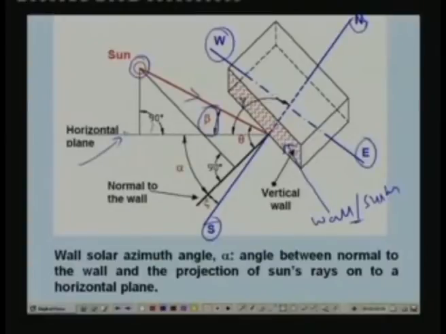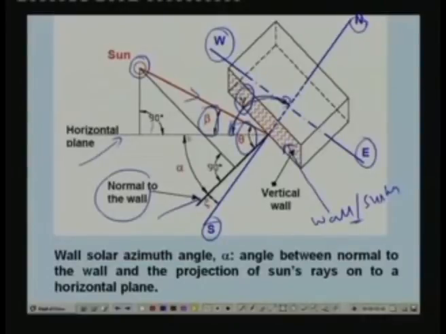Okay, so we have already defined that angle beta, and we also have defined the incident angle. Incident angle is nothing but the angle between the normal to the surface, this is your normal to the surface, and the sun's rays, that means this angle. So we have defined these two angles already, that is beta and theta. And we have also defined the solar azimuth angle gamma, which is nothing but the angle between north and the projection of sun's rays on a horizontal plane, that is this angle. So these three angles have already been defined.